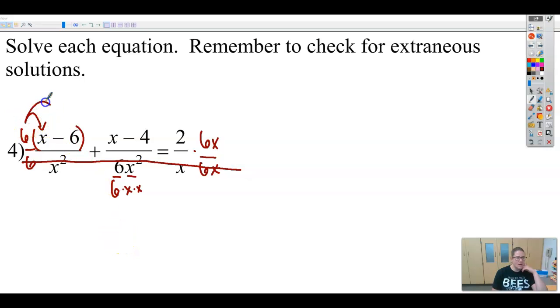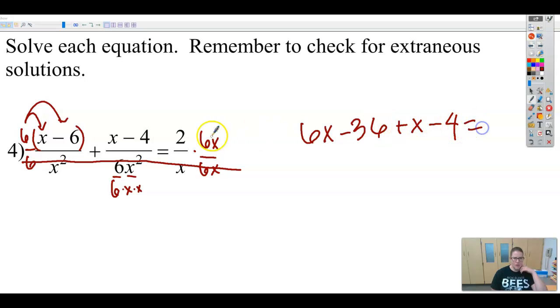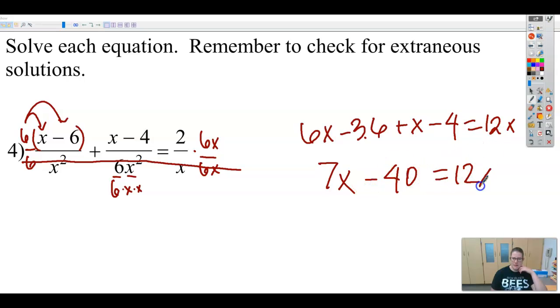And now I'm going to go ahead and do the problem across the top. So 6x minus 36 plus x minus 4 equals 2 times 6x, which would be 12x. So now just simplify, combine like terms, get x all by itself. 6x plus 1x is 7x. Negative 36 minus 4 is negative 40 equals 12x.